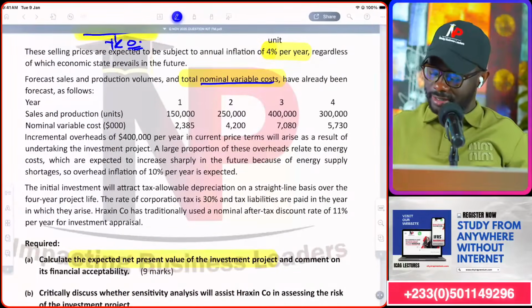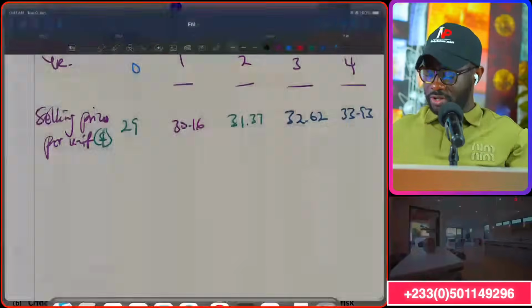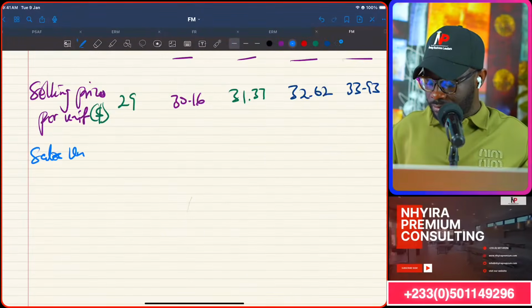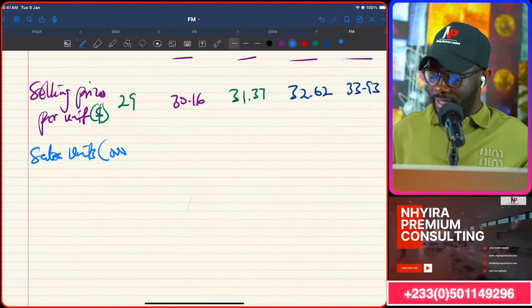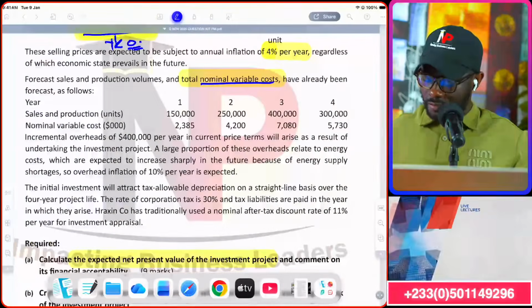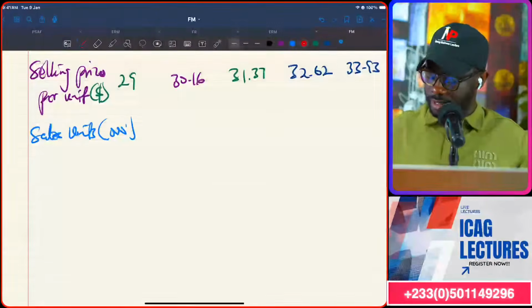So let's see. Sales are given respectively. So let's bring the sales unit here. We're going to work in thousands, okay, to keep things simple. So 150, 250, 400, 300.